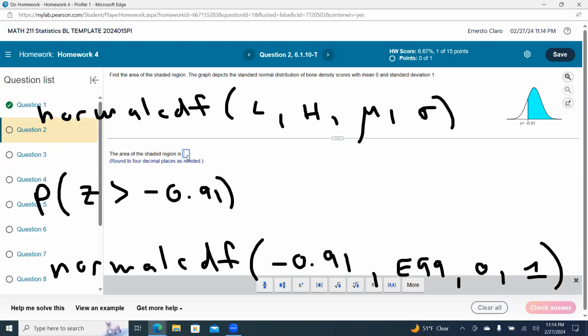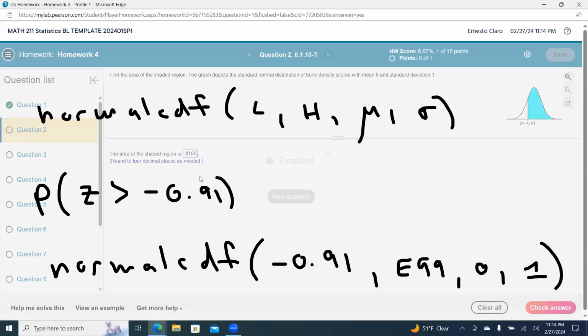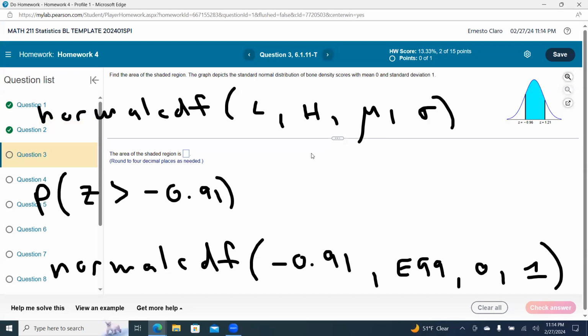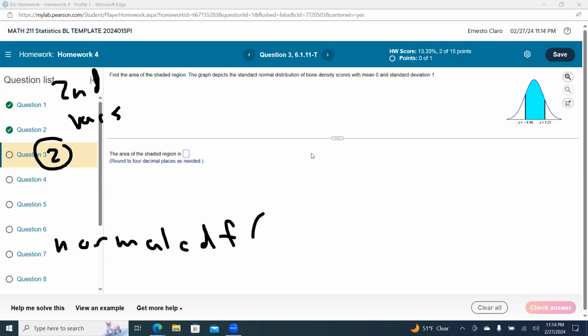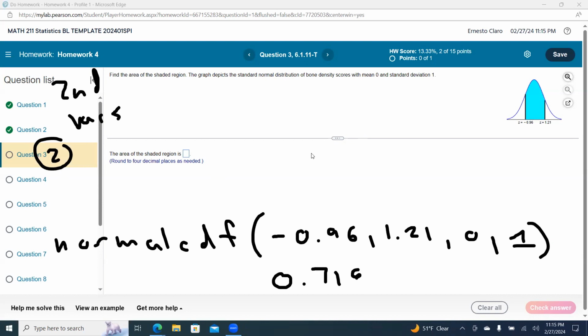I get 0.8186. Okay, so normal CDF. It is second vars. That's where it's located. Yeah, second vars, and we scroll down. This is number 2 usually in the list, normal CDF. Okay, so we do get 0.7183.